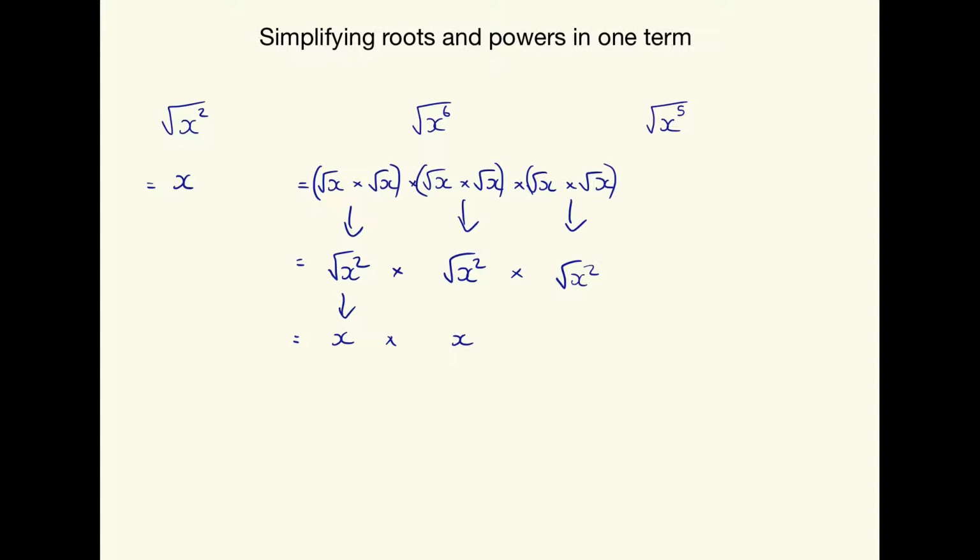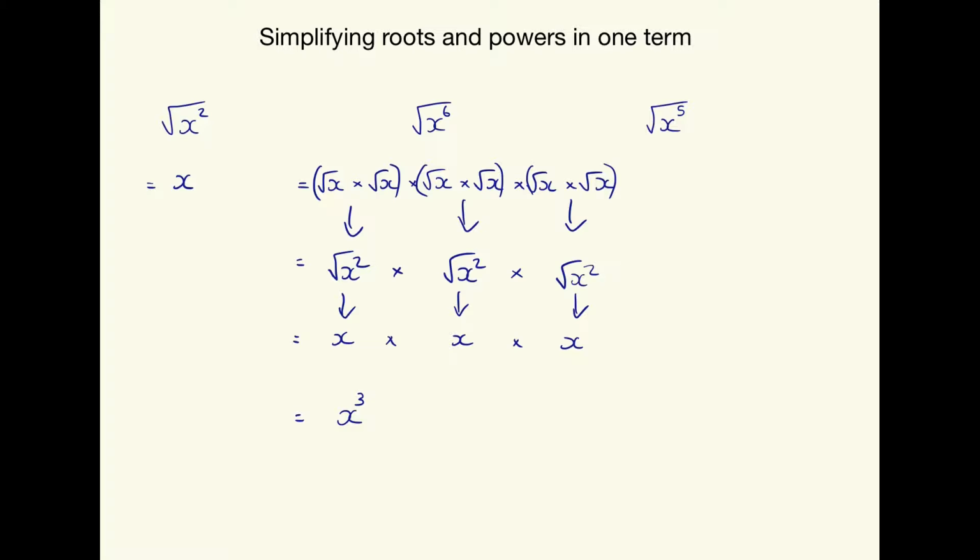Times x again, times x again. So I've got x times x times x. If I've just got x times x times x, we can simplify that to x to the power of 3, because there are 3 x's being multiplied together.